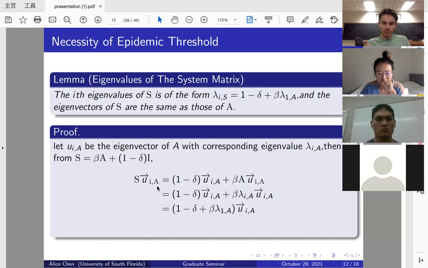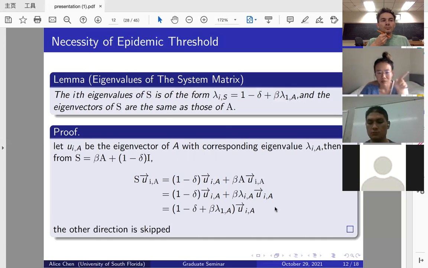So from the left-hand side to the right-hand side, you can see that u_i actually is an eigenvector of S with the corresponding eigenvalue 1 minus delta plus beta lambda_i of A, which is exactly what the lemma said. I skipped the other direction because we did not use it, but it's very easy to prove. Okay, so the necessity is done. Any questions? So far, so good. Good.